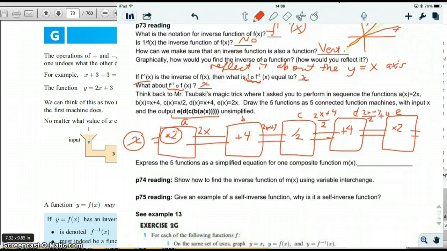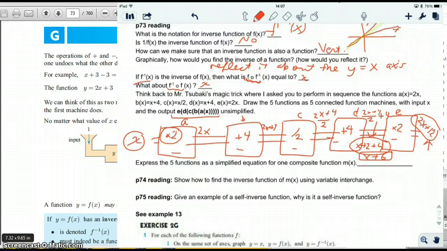And now we can start simplifying a little bit, like (2x plus 4) divided by 2 is actually x plus 2, and then plus 4, right? Do you see how that simplifies? So, and then if we multiply that by 2, that's actually x plus 6, right? Okay. Then if we multiply x plus 6 by 2, that's equal to 2x plus 12. Okay? So we just took these 5 functions, and then we combined them in a composite function simplified to 2x plus 12.